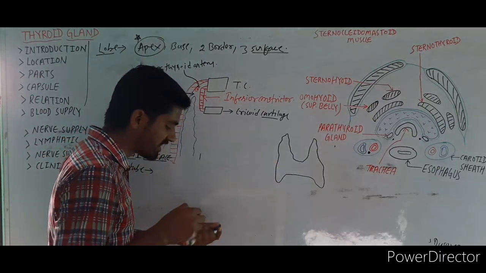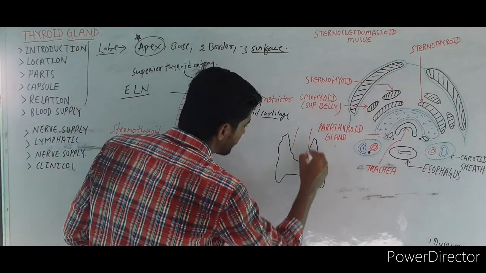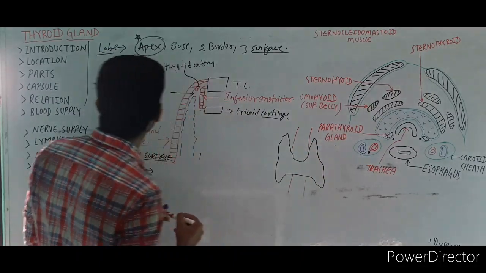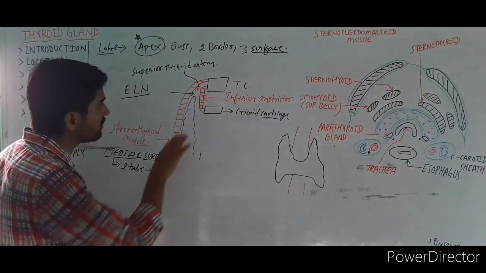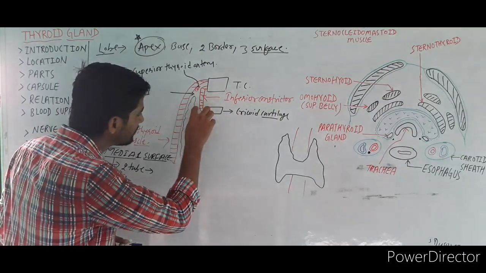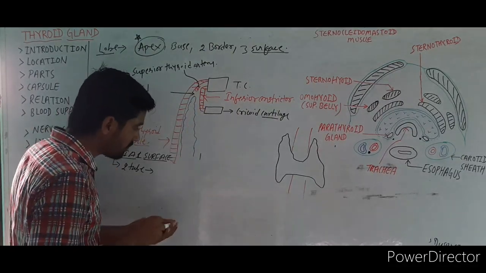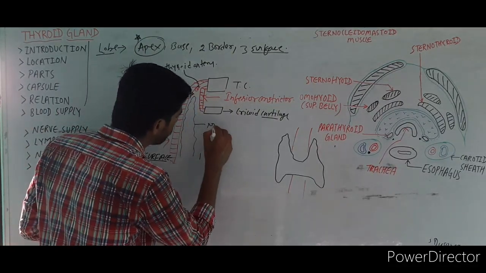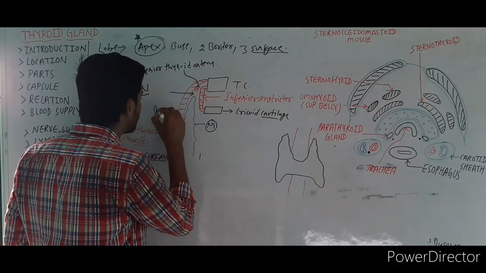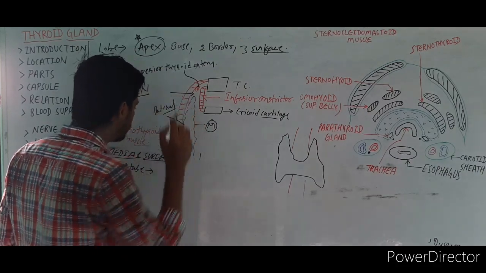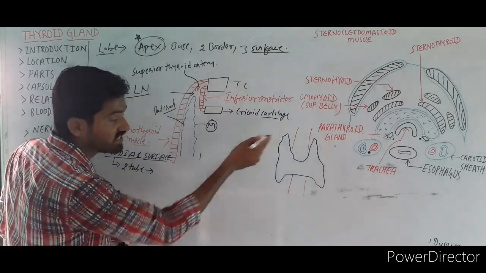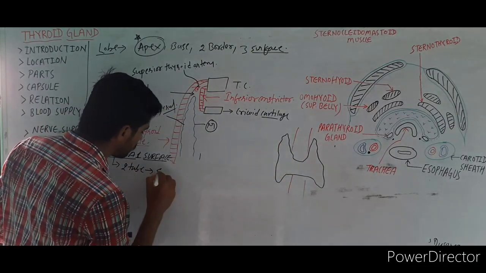Now, where is the trachea? The trachea is here only. This is your trachea. This is the apex, okay. But this surface is the medial surface, am I right? And this is the lateral surface. So medially there are two tubes. One is the esophagus.